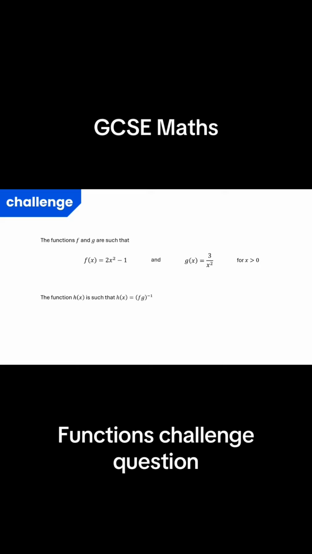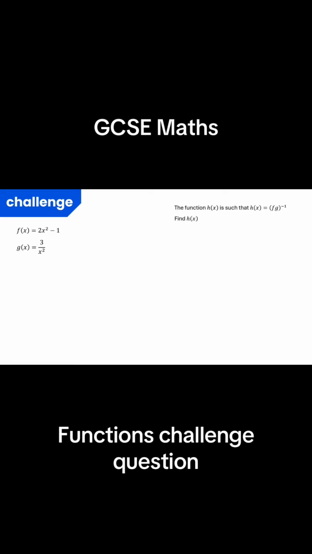The function h of x is such that h of x equals the inverse of fg. Find h of x. So there's quite a lot to unpack here. We're going to start by finding the composite function f of g of x. So how are we going to do this? Well, if you remember, we take f of x and we substitute g of x into it.